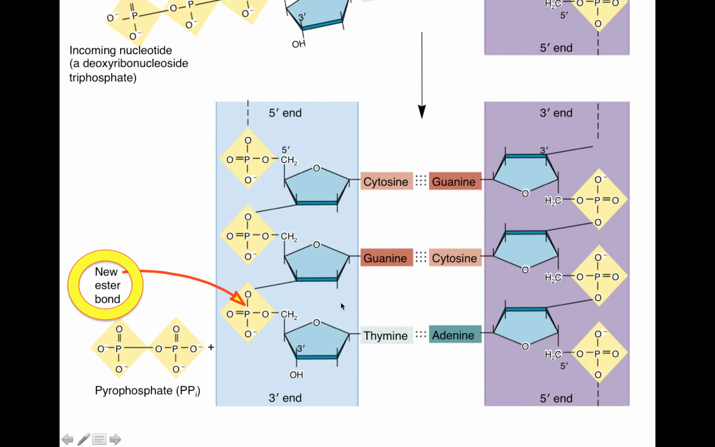So the DNA synthesis reaction doesn't need additional ATP. The energy to fuel this reaction comes from the nucleotide triphosphates that come in and add to the growing chain. Now we have a new 3' end that is one nucleotide longer than our previous strand of DNA.